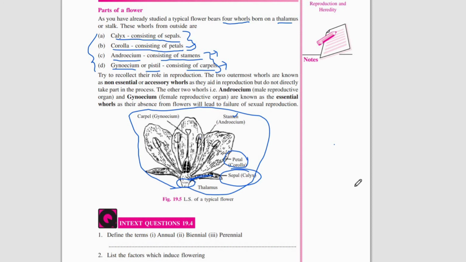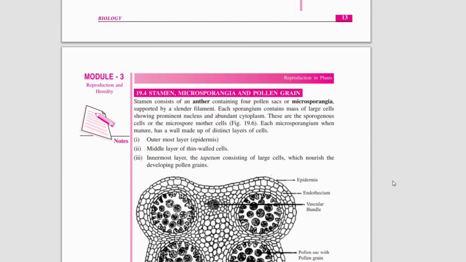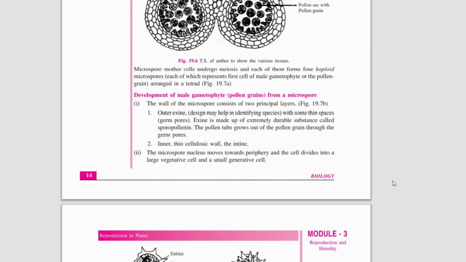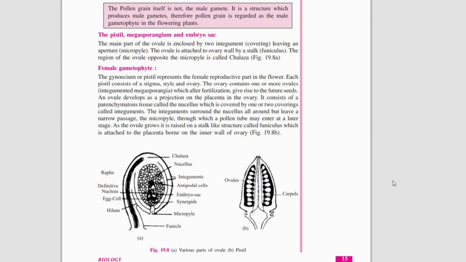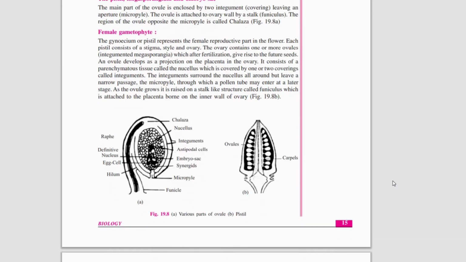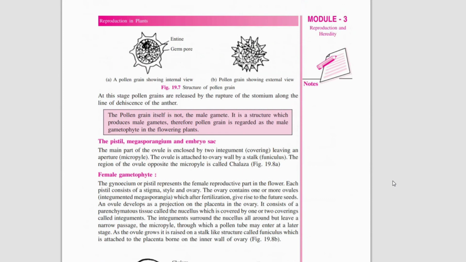So this is about the parts of a flower, and this is for the current session. In the next session we will be discussing the structure of the stamens, how pollen grains are formed, and how male gametes or pollen grains develop, and their structure. Then similarly the female gametophyte development and its structure in detail. We'll discuss that in the next class.